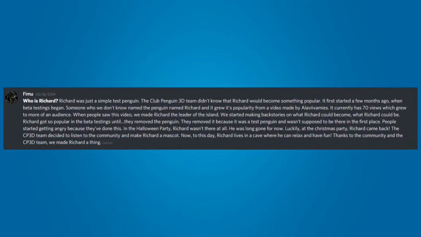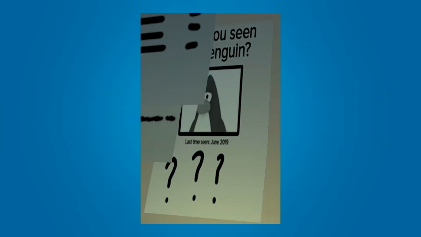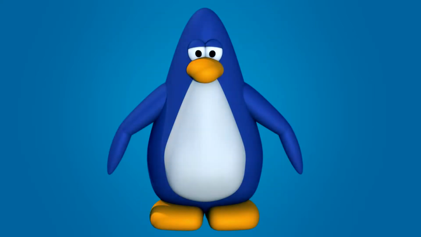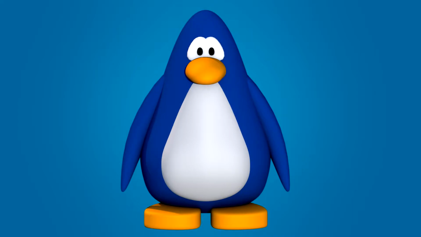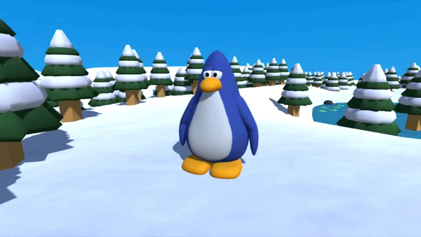He was also an agent before mysteriously going missing. His appearance is an old blue penguin who uses an older model of the current penguin in CP3D. And the reason he's like this, I'll explain later. But the origin of the Richard character is actually quite interesting.